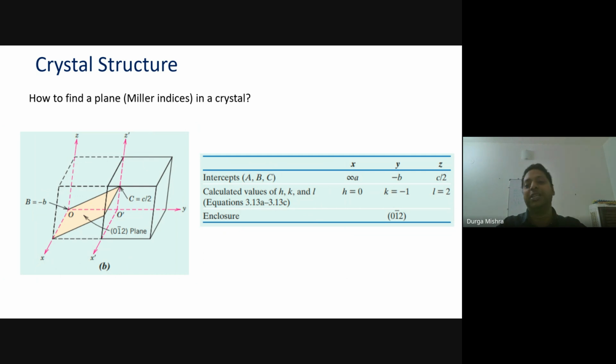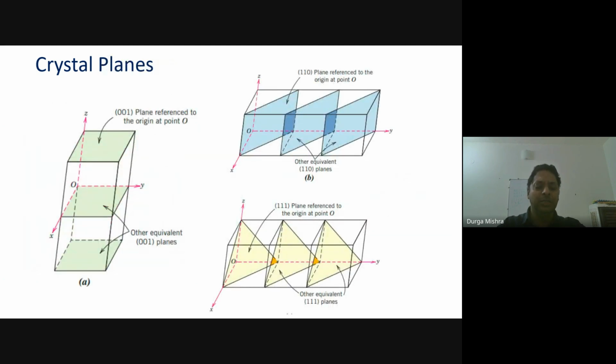So this is how you write the hkl value. Similarly, if the hkl value is given, you can also draw a plane. So you do some exercises. These are some examples, like how a 001 plane looks, and 110. Most of the time, what we are interested in is the 111 plane. So these are the different orientations of the plane that you will come across in a crystal.